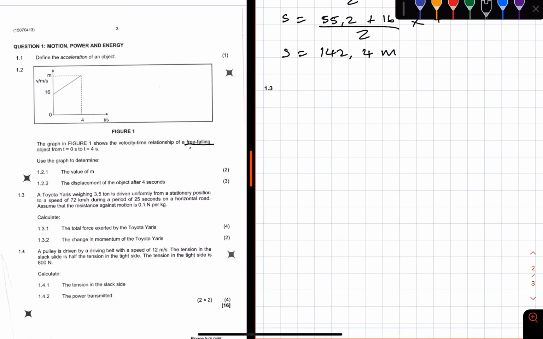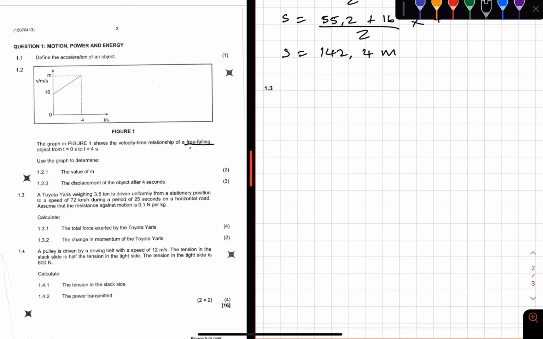Now 1.3 reads as follows. A Toyota Yaris weighing 3.5 tons is driven uniformly from a stationary position to a speed of 72 kilometers per hour during a period of 25 seconds on a horizontal road. Assume that the resistance against motion is 0.1 newtons per kg. They say calculate the total force exerted by the Toyota Yaris. And the second question is calculate the change in momentum of the Toyota Yaris.